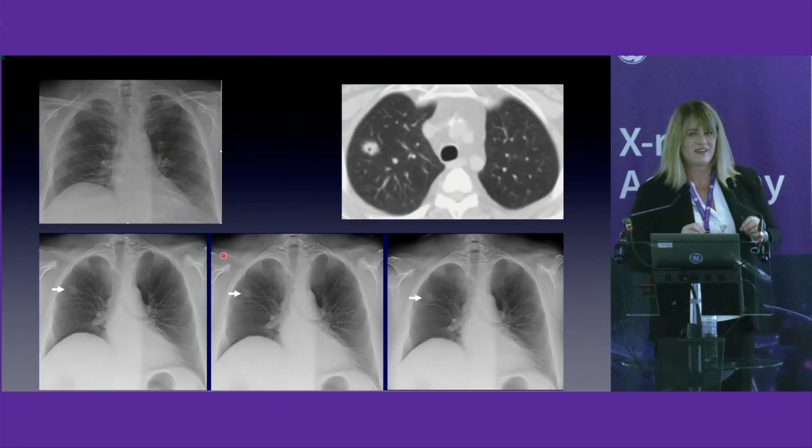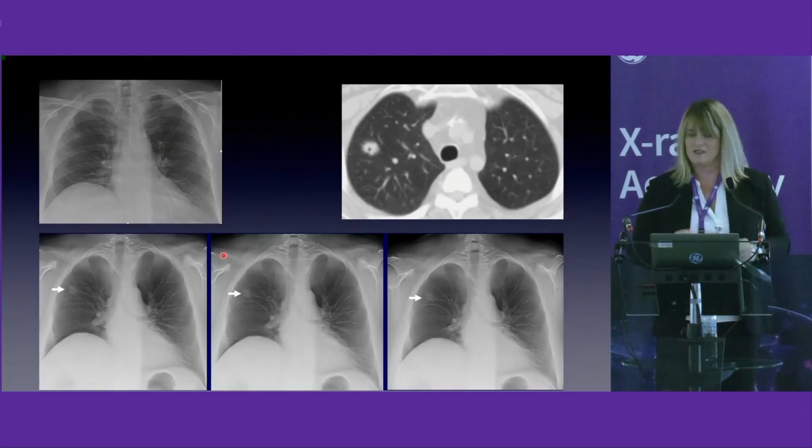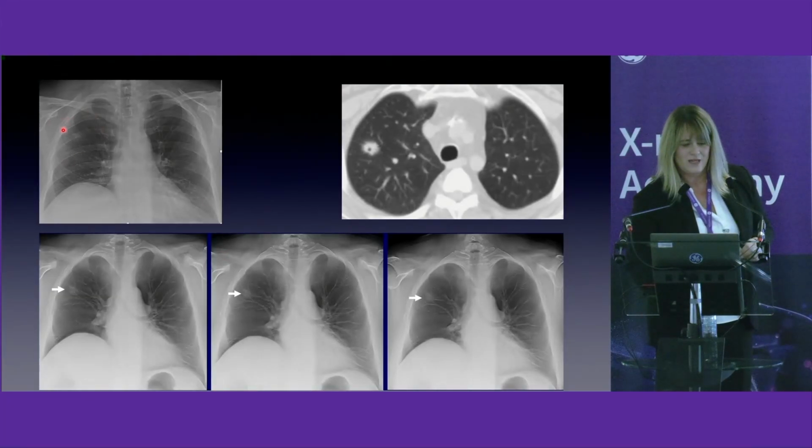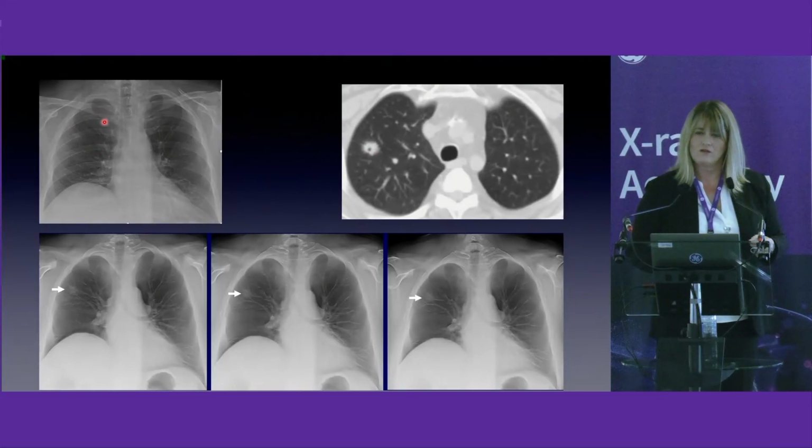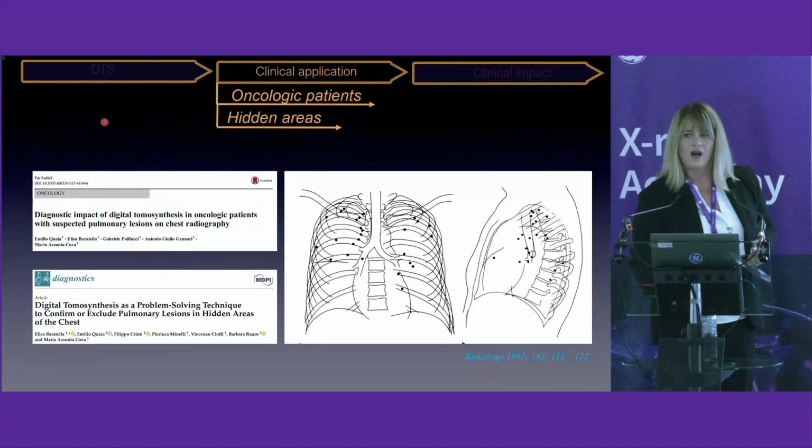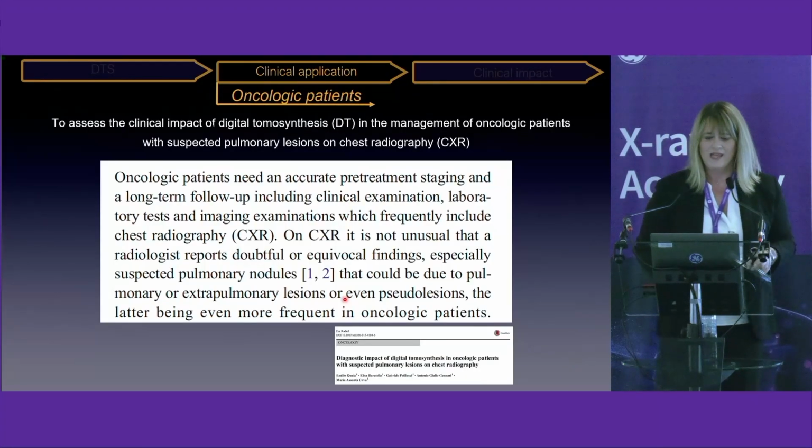some specific cases in which I do love DTS, because as you can see here, it can be very hard to recognize nodules or lesions in specific areas of the chest, which are called hidden areas. Very difficult, so in the apex, in the paradiaphragmatic areas, or mediastinum. In particular in oncologic patients. So we explore these two different aspects and topics.